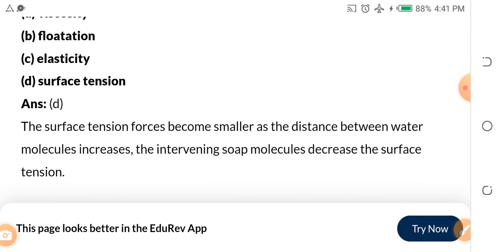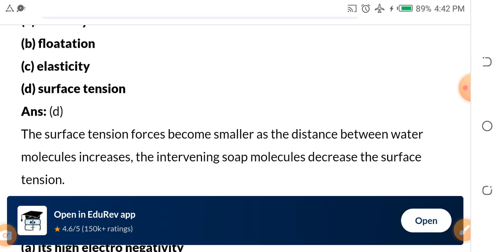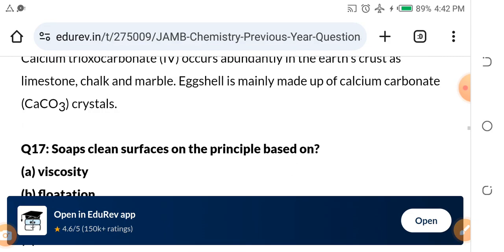The surface tension forces become smaller as the distance between water molecules increases. The intervening soap molecules decrease the surface tension. Okay, I hope you are learning.